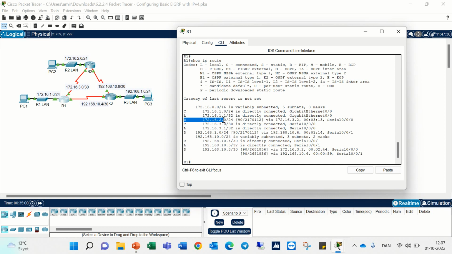The other network that we have learned here, this is 20 here, that we have connected via 172.16.32. This interface that we have learned from serial 0/0/0 on router 2. And this is the cost for this path. And C is directly connected, that we have learned. And also this is the local interface IP address here, because it's also a /32.